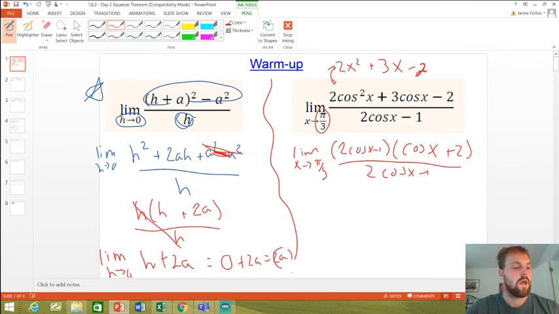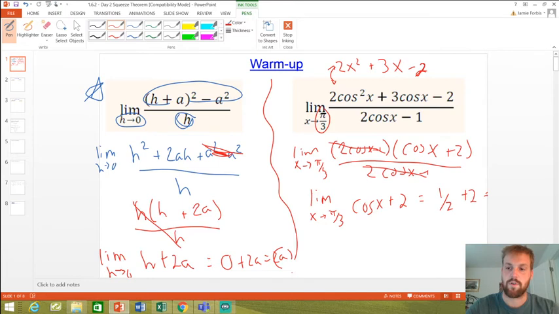Okay, cool. So now you notice that the factor that made my denominator 0 cancels out, and I'm simply left with the limit as x approaches pi over 3 of cosine of x plus 2. If I plug pi over 3 into that, again, you get 1/2 plus 2, which is equal to 2.5, or 5/2.